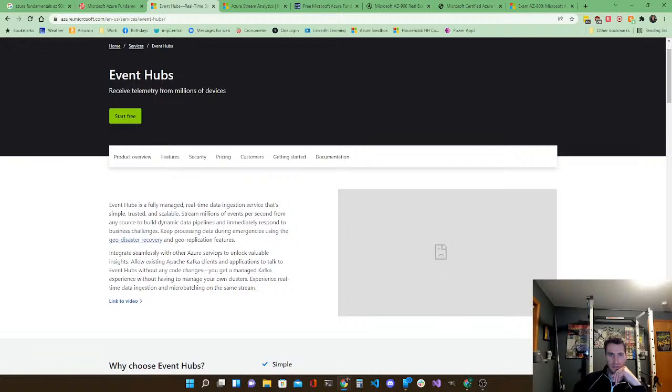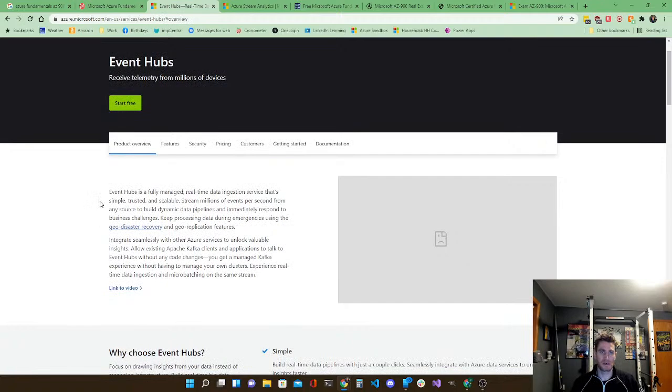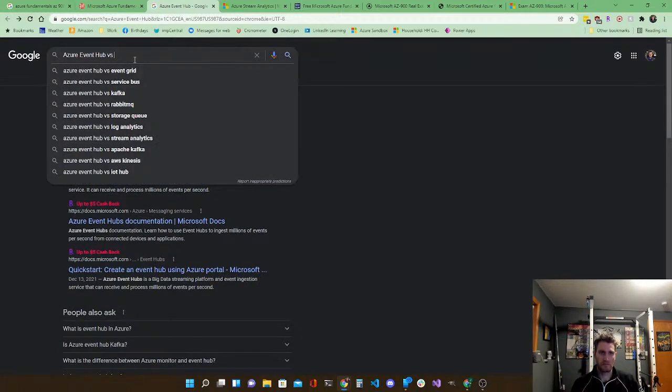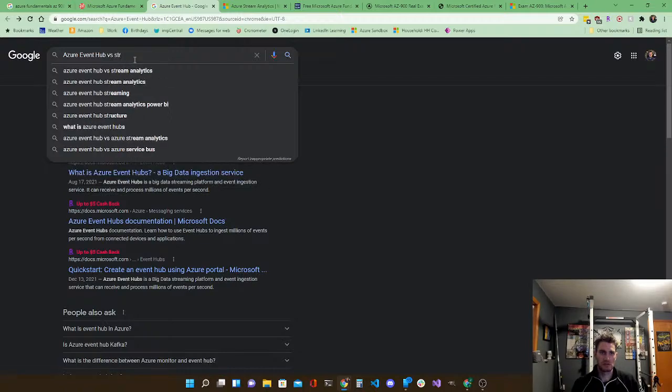Integrates seamlessly with other Azure services to unlock valuable insights, allowing existing Apache Kafka clients and applications to talk to Event Hubs without any code change. You get a managed experience without having to manage your own clusters. Experience real-time data ingestion and micro-batching in the same stream. What we're talking about here is all big data stuff. So that's why we're pretty close versus Stream Analytics.